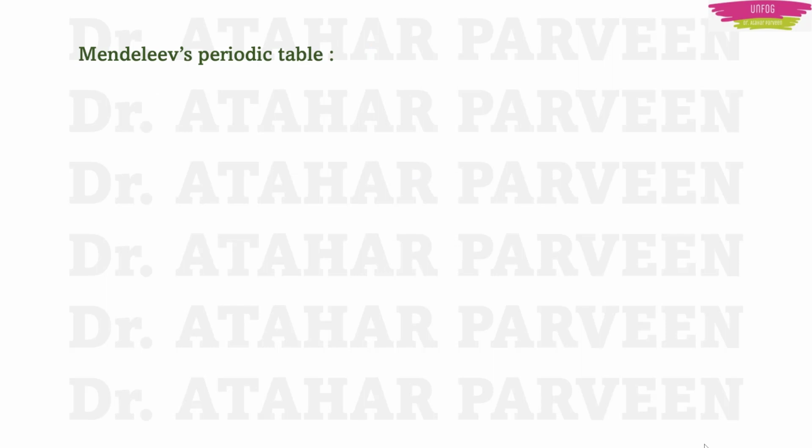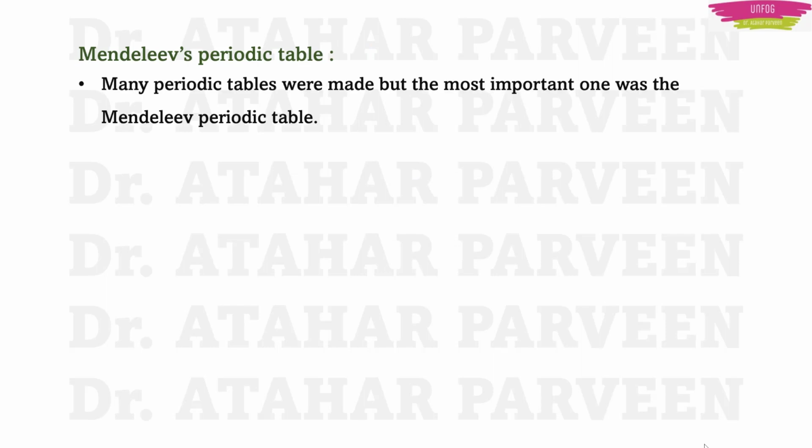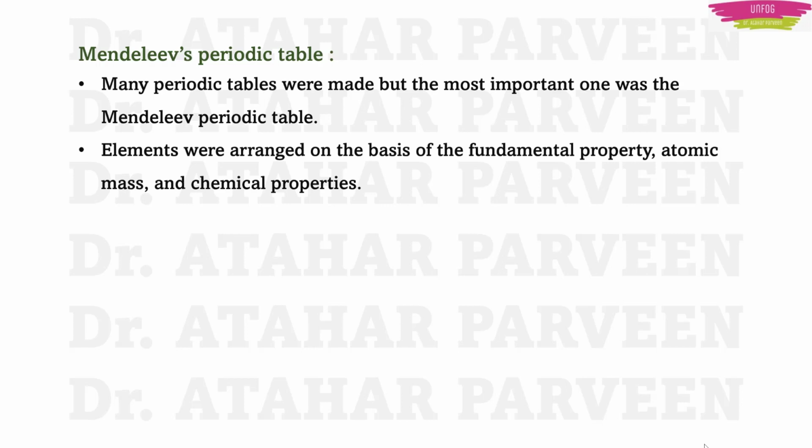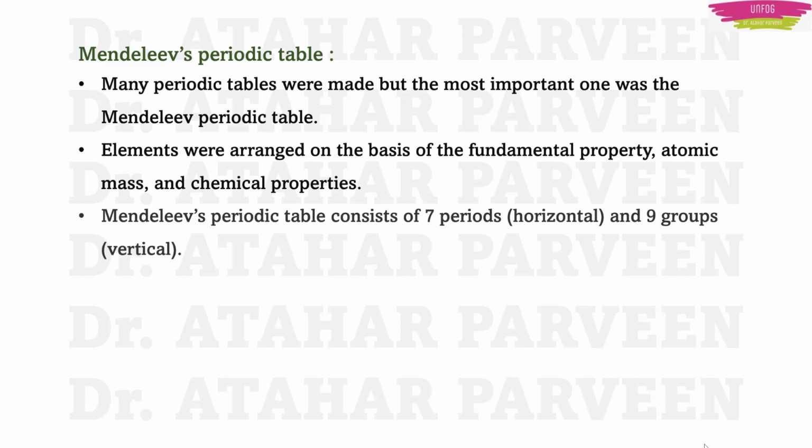Then came Mendeleev's periodic table. Actually, many periodic tables were made, but the most important one was this Mendeleev's periodic table. Elements were arranged on the basis of fundamental property, atomic mass and chemical properties. These were the basis where the elements were arranged in the periodic table. Mendeleev's periodic table consisted of 7 periods, means the horizontal rows, and 9 groups, means the vertical columns.